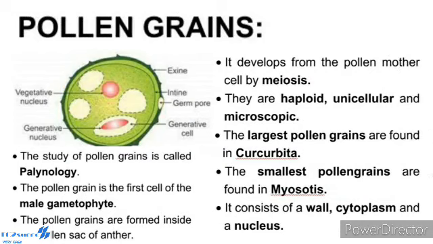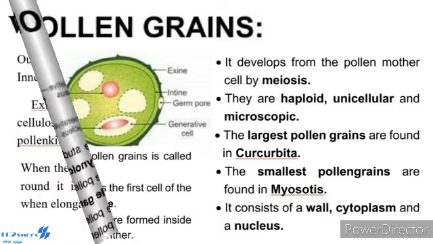Another one, pollen grains. The study of pollen grains is called palynology. The pollen grain is the first cell of the male gametophyte. The pollen grains are formed inside the pollen sac of the anther. It develops from the pollen mother cell by meiosis. They are haploid, unicellular and microscopic. The largest pollen grains are found in Cucurbita. The smallest pollen grains are found in Myosotis. It consists of a wall, cytoplasm and a nucleus.